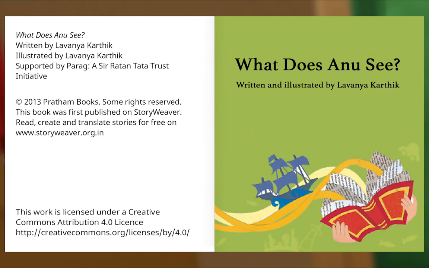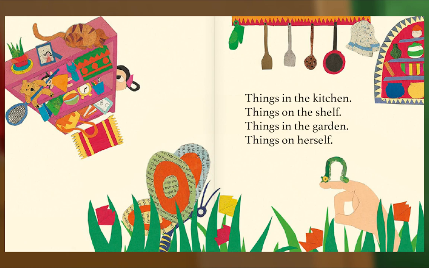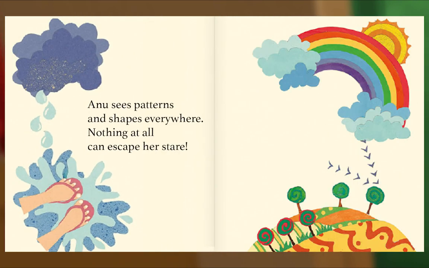What does Anu see? Written and illustrated by Lavanya Karthik. Anu loves to look at things, things both big and small. Houses way up on the hills, and ants upon the wall. Things in the kitchen, things on the shelf, things in the garden, things on herself. Anu sees patterns and shapes everywhere, nothing at all can escape her stare.